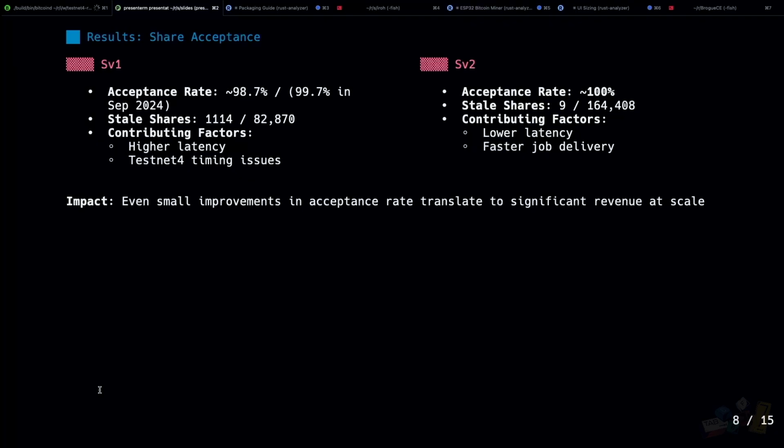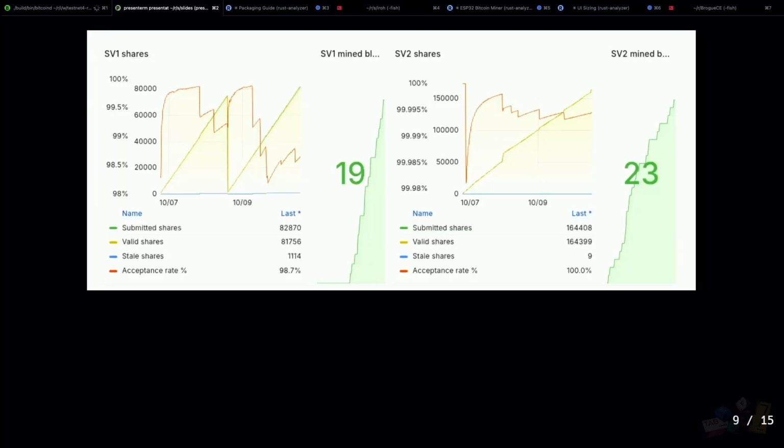But I did run this experiment about a year ago using some older versions of Stratum v2. And I had a 99.7% acceptance rate for shares on Stratum v1. That was a 10-day benchmark I ran back in September of 2024. So I think the findings are still impactful, right? And again, the smallest improvements at scale matter a lot.